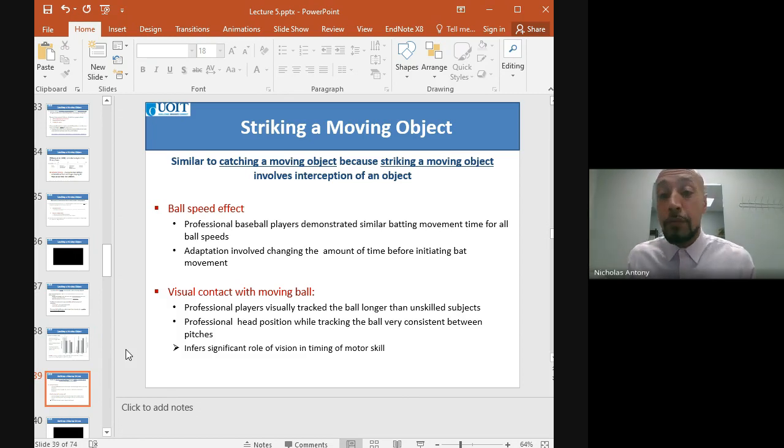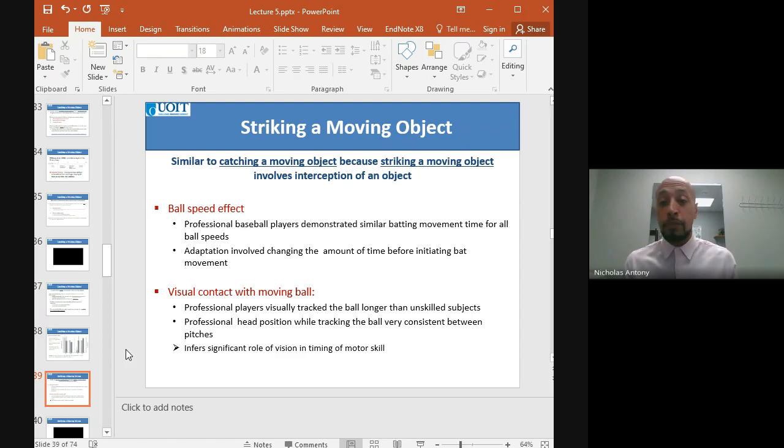What about striking a moving object? They were looking at baseball players again. If you were going to strike a different object, think of it this way. If you're catching a ball, then you just need to look at the ball and estimate when it's going to contact your hand, and you would reach and grasp it using the variables that we talked about in the previous slide.